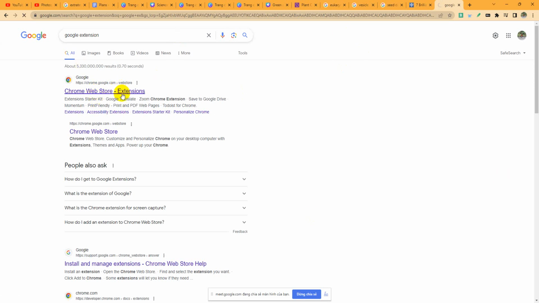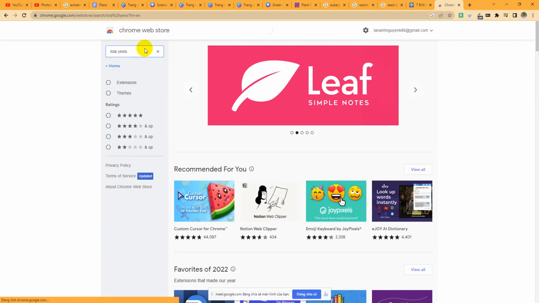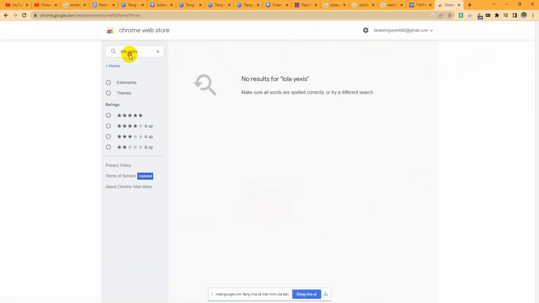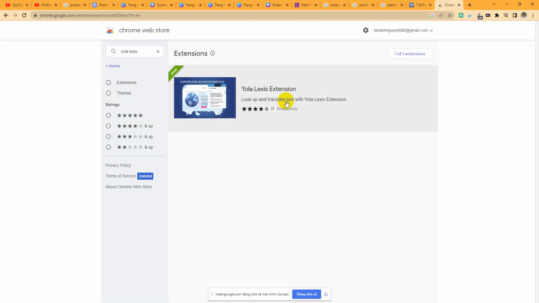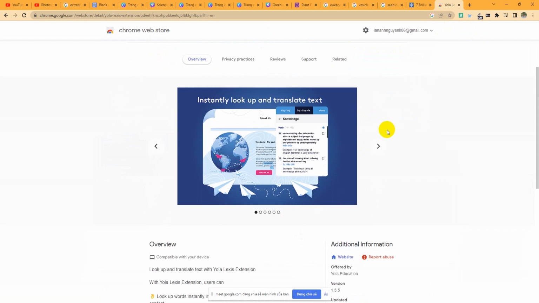So go to Google extensions like this, just click on it and then search the store for this keyword, Yola Lexus. I hope the pronunciation is accurate. Oh, wait a minute, it doesn't exist anymore? I'm sorry, it's actually Yola Lexus. I kind of mispronounced it a little bit. So this one, Yola Lexus extension, I already installed it in my platform, so I don't need to do that anymore.